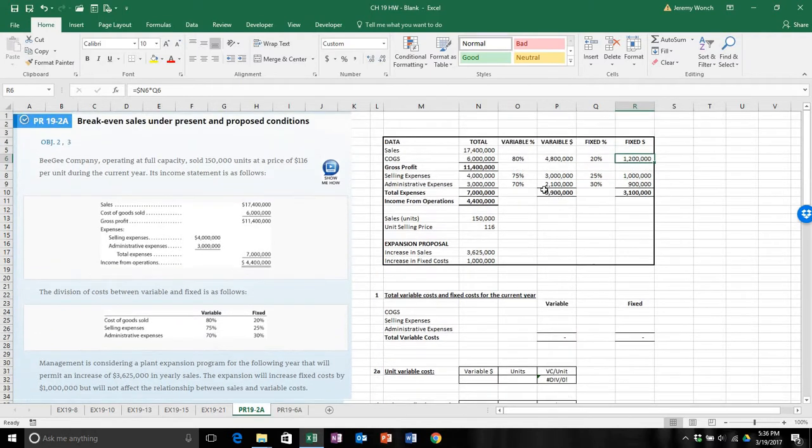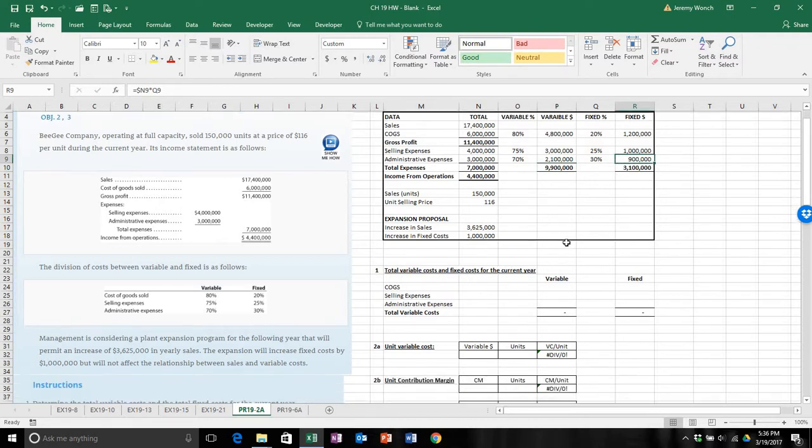So out of the $7 million, oh, that's not right. So I guess it's cost of goods sold. Let's see. Okay, so we have $13 million of total cost. Out of that, we have 9.9 million is variable and 3.1 is fixed.